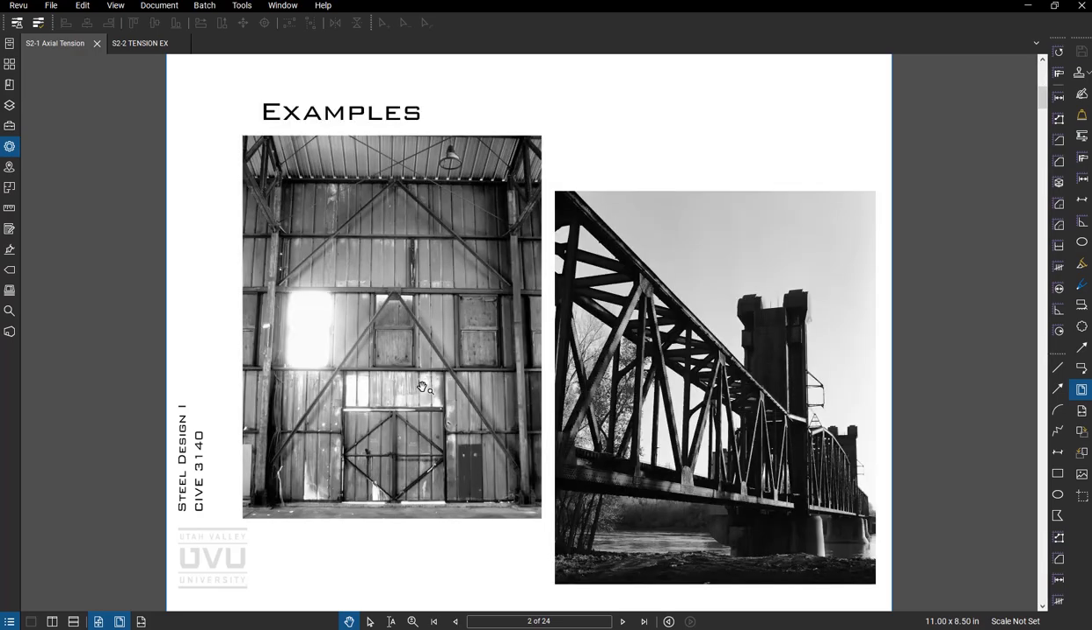Here's a simple brace configuration in an airport hangar out in Wendover. And this is a railway bridge out in the St. Louis area. This bottom chord here would be in tension, and then some of the diagonal members, depending on the loading, would also be in tension.